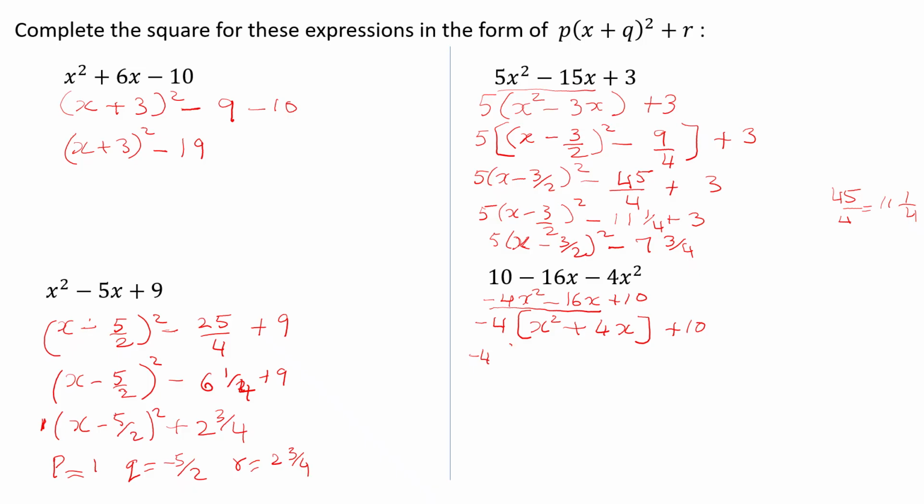Now do the completing the square. x plus half of 4, which is 2, squared. Then take away 2 squared, which is 4. And plus 10. So multiply negative 4 times x plus 2 squared. Negative 4 times negative 4, positive 16, plus 10: negative 4 times x plus 2 squared plus 26.